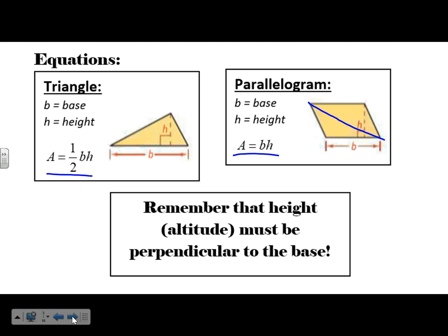Now, the big thing, make sure you remember the altitude or the height. Sometimes they call the height the altitude, and it must be perpendicular to the base. So this height, perpendicular to the base. This height, perpendicular to that base.